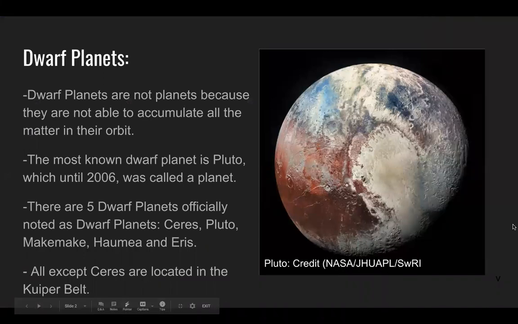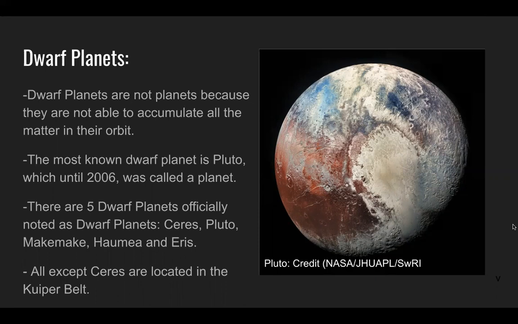Dwarf planets. Dwarf planets are not classified as regular planets because they don't accumulate matter in their orbit. Like they don't have moons or anything orbiting them. The best known dwarf planet is Pluto, which in 2006 was reclassified from a planet. There are five dwarf planets officially noted: Ceres, Pluto, Makemake, and I like that one a lot. And Haumea and Eris.